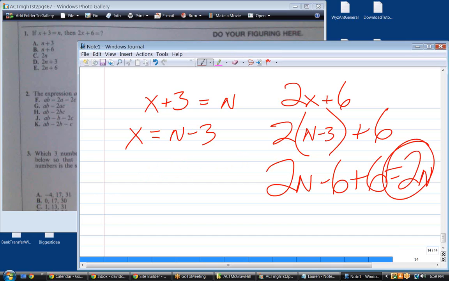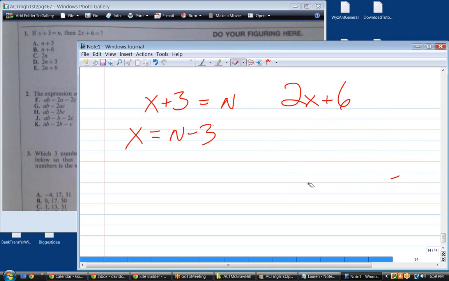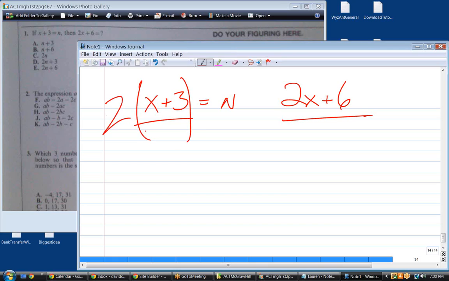Now, that was the hard way. There's a shortcut if you happen to notice it. What's the relationship between 2x plus 6 and x plus 3? They're both like the same equation, kind of. This is double that. Right? If I multiply this by 2, I get 2x plus 6.